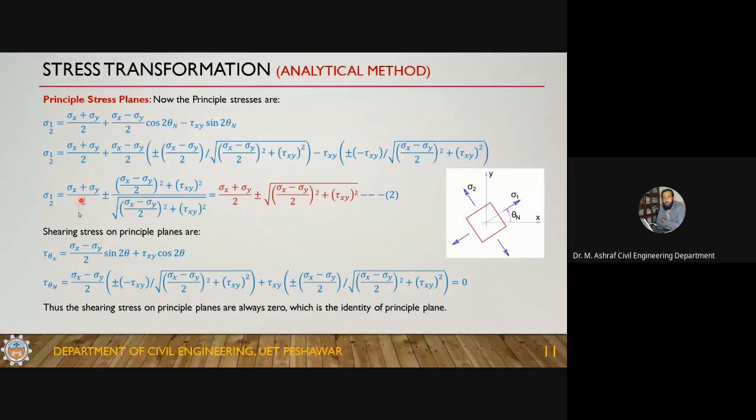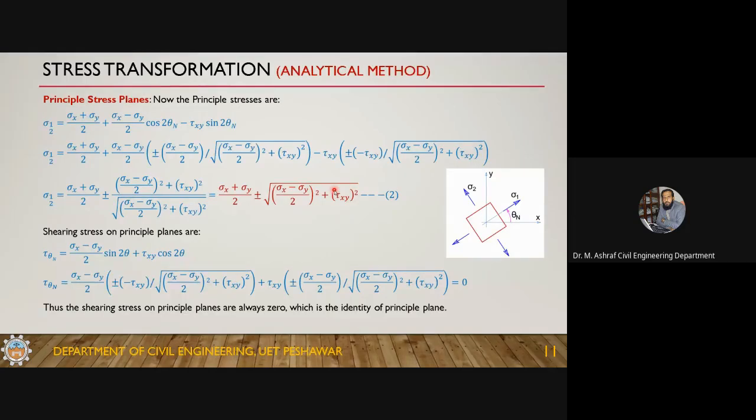So this is sigma x plus sigma y by 2. Plugging the value, simplify this one, so I'll get this expression. Sigma x plus sigma y by 2 plus minus the square root of sigma x minus sigma y by 2 squared plus tau xy squared. Okay, so this is equation 2, one is plus and the other one is minus. So sigma 1 means plus if you add these two quantities, and sigma 2 means if you use the negative sign of this equation. So you will get two values.